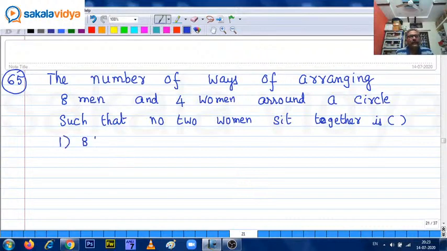First of all 8 factorial, second one is 4 factorial, third one is 8 factorial times 4 factorial, fourth one is 7 factorial times 8p4.